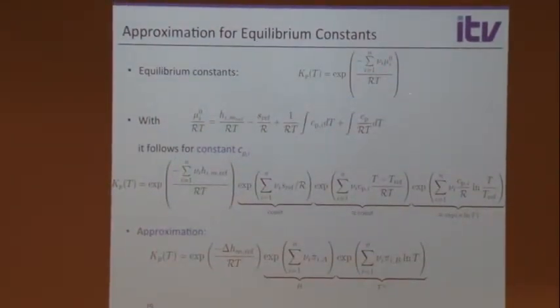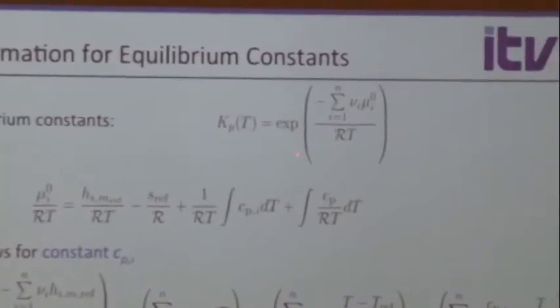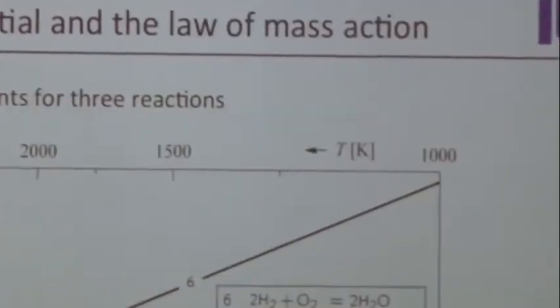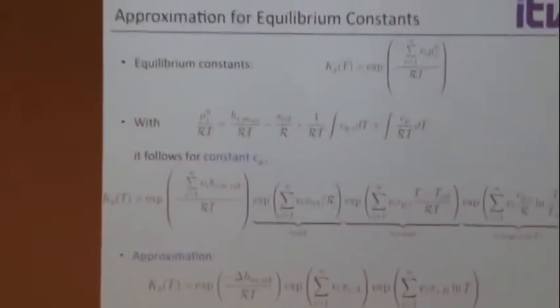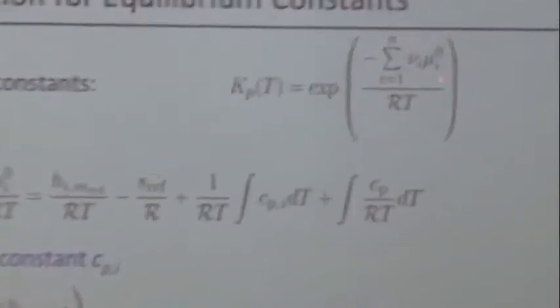Let's see what this is. Okay, so this is the definition of Kp. Kp is what we want to compute. Let me show this again. This is the Kp. If we can compute the Kp, everything's good. Okay? So Kp, the definition is this, and you have these mu's here.